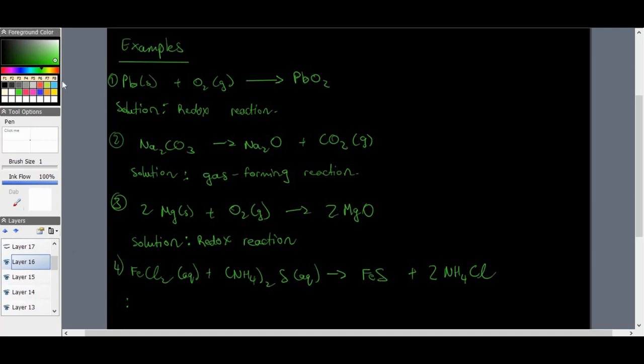Looking at the solution for this one, this is for number four, the fourth one. If you look here, we have FeS, and the iron over here is not bonded to chlorine. The phase of this is definitely a solid. So this is definitely a precipitation reaction.